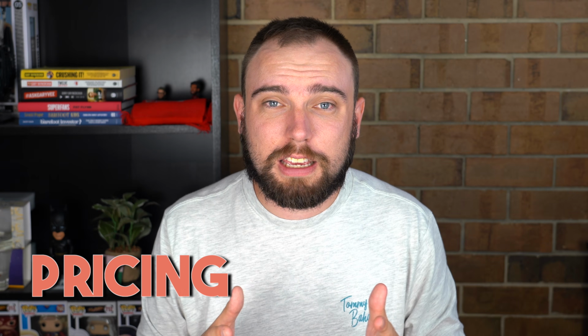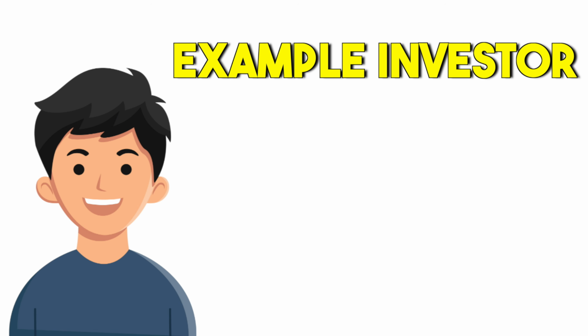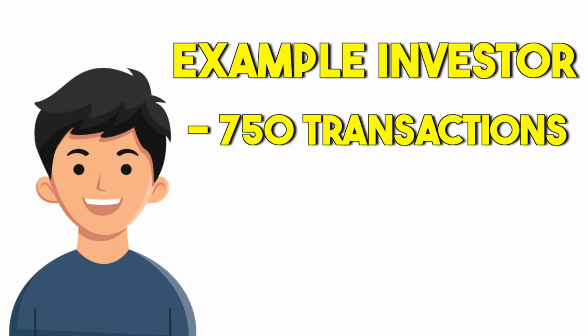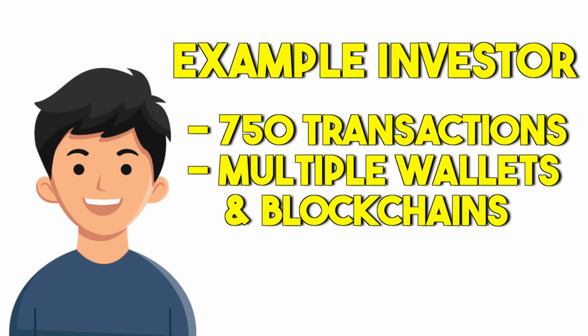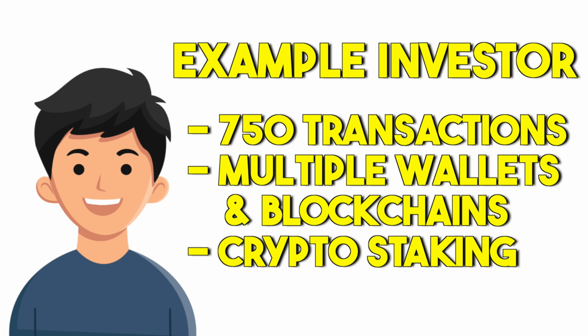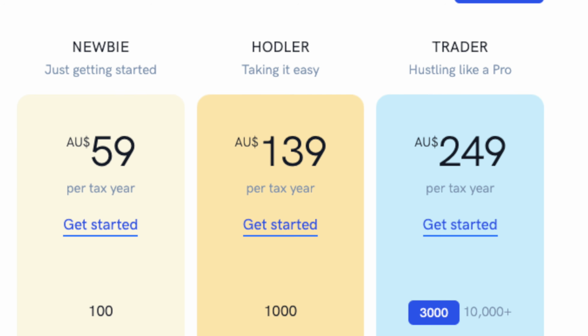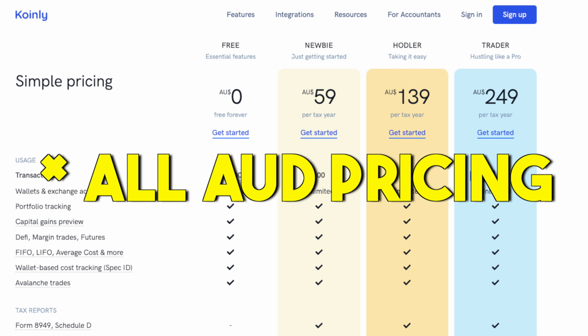Let's start with pricing, and to keep it fair, I'm going to use an example of someone with 750 transactions that have maybe transacted across a couple blockchains, maybe done a little bit of crypto staking. So for Koinly, that would fit here at the $139 bracket. Now keep in mind, this is in Australian dollars, but it is a very competitive price. Koinly's pricing is pretty good, and you'll see that as we go through some of the other softwares. It is one of the better options out there.